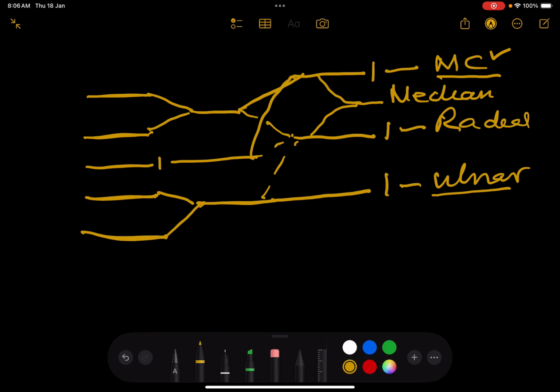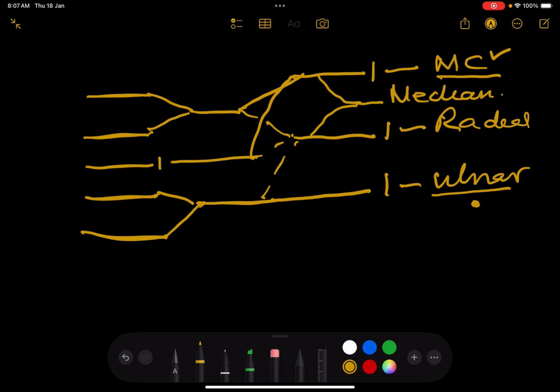The deep branch passes between abductor and flexor digiti minimi, pierces the opponens, supplies third, fourth lumbrical, all interossei, and ends in the transverse head of adductor pollicis. So this is the ulnar nerve, and you have to remember it like this.